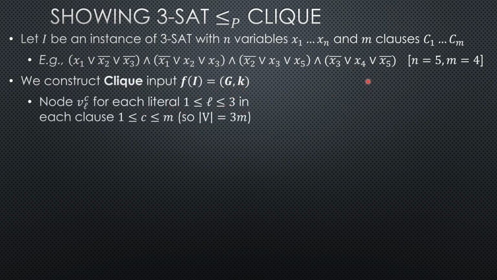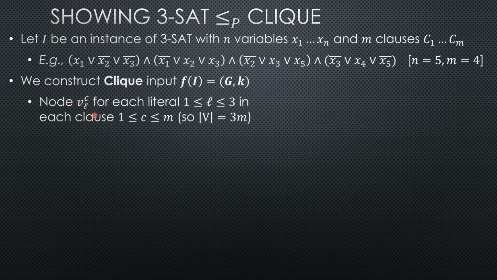So how many literals are there? There are m clauses. There are 3 literals per clause. So there are 3m of those literals across all the clauses. And we're going to construct a node for each literal. So we're going to construct 3m nodes. And I'm going to label the nodes or vertices v sub l super c, VLC.